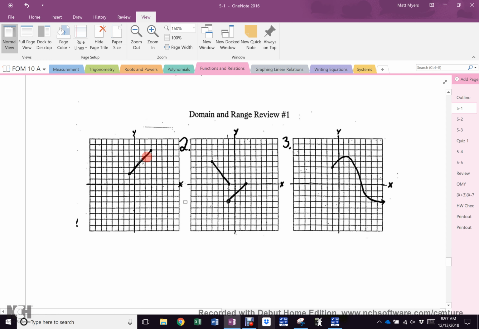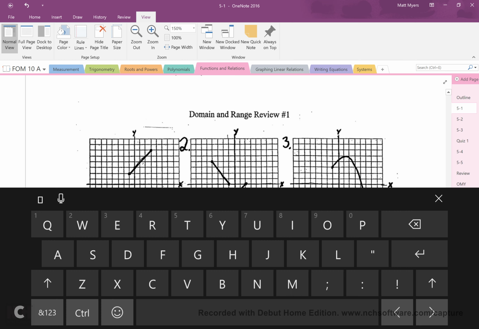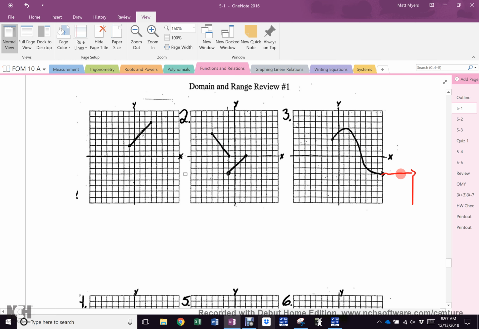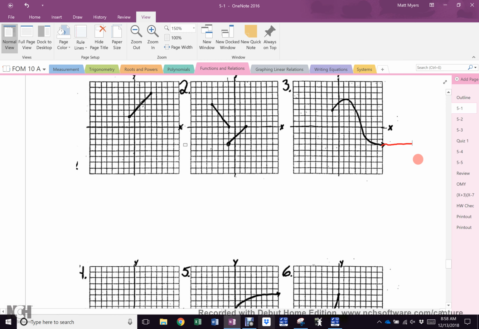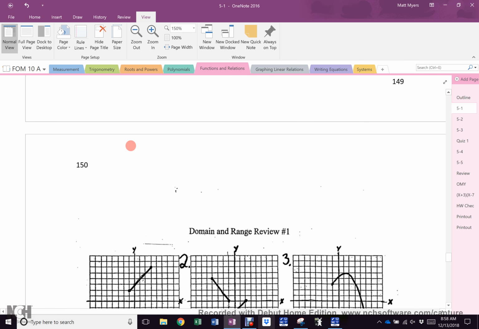This question, closed dots all over the place. This question, closed dots all over the place. This question, this arrow flattens out. It continues, but it continues flat. Everybody cool? Oh, I forgot to tell you what I want you to do on this page.